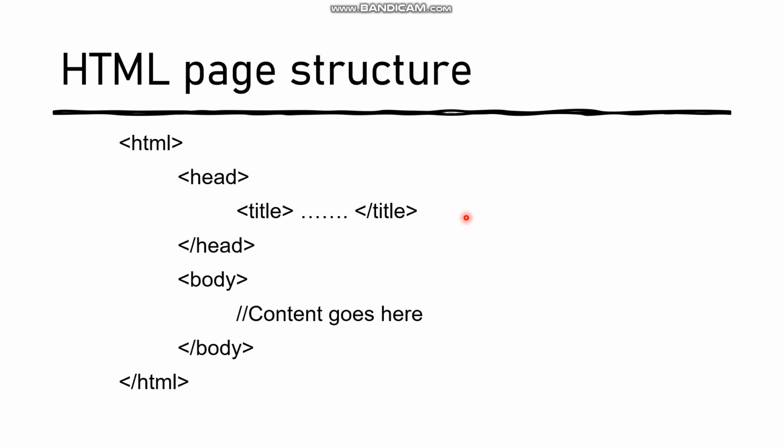This is a basic HTML page structure. As we can see, everything is enclosed under the HTML tags. We have head, in which we have title, then we have body tags in which all the content goes. So now let's try to code a basic HTML web page.